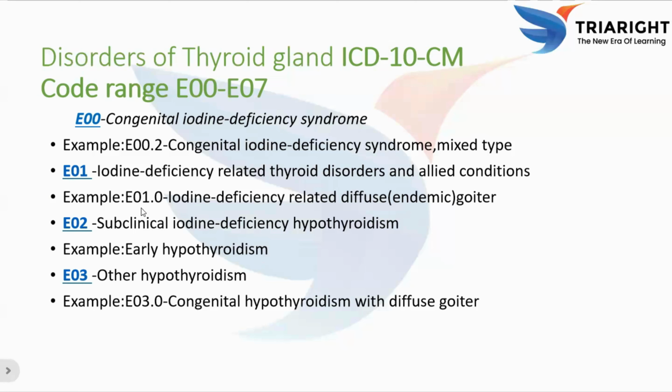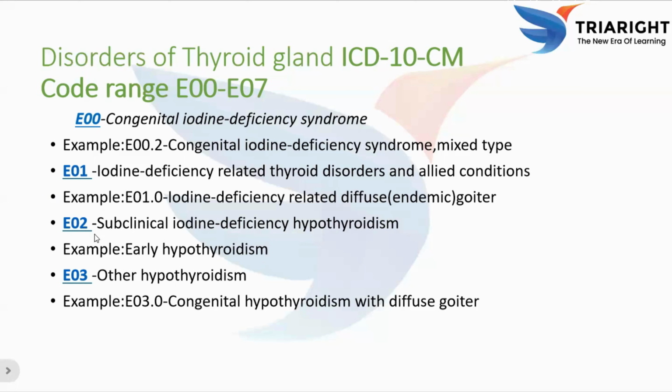For example, E01.0, iodine deficiency related diffuse endemic goiter. Here the thyroid enlarges to trap more iodine. The enlarged thyroid is called a goiter. Whenever this condition is diagnosed in the patient, E01 must be assigned to get the accurate reimbursement, right?